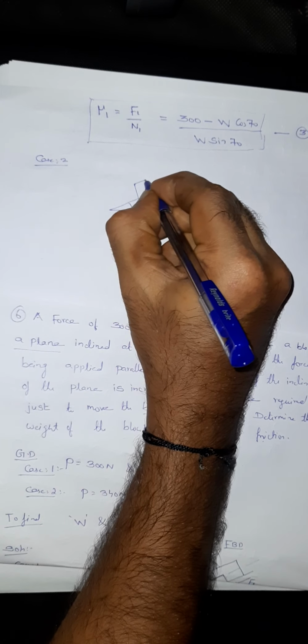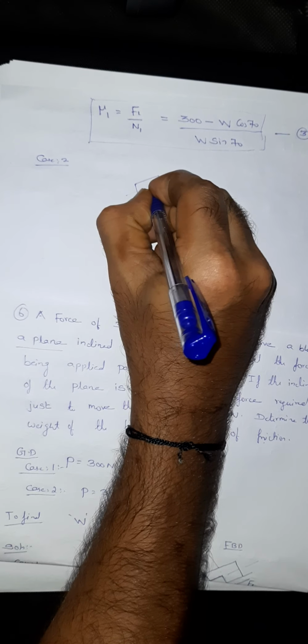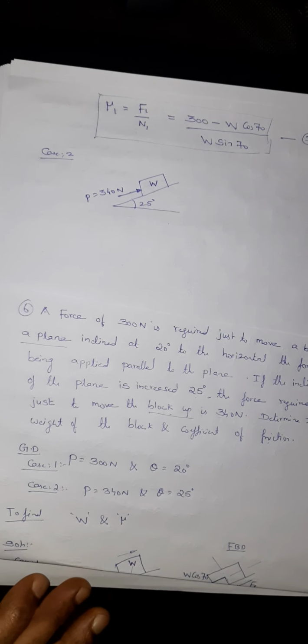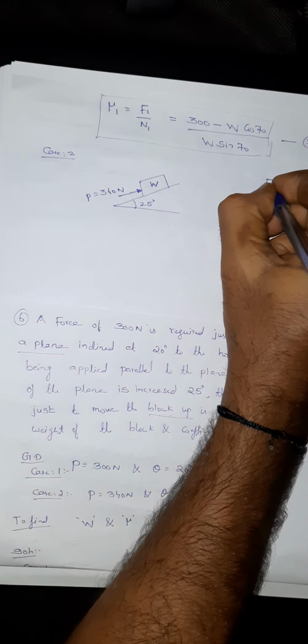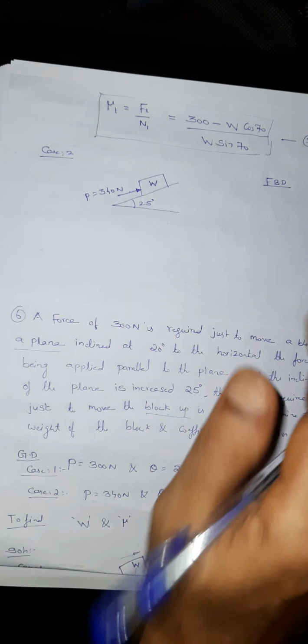So the angle of repose is 25 degrees, and the block weight is W, and the force applied here, P, is equal to 340 Newton. So this is a simple sketch. Now I am going to draw the FBD for this drawing.